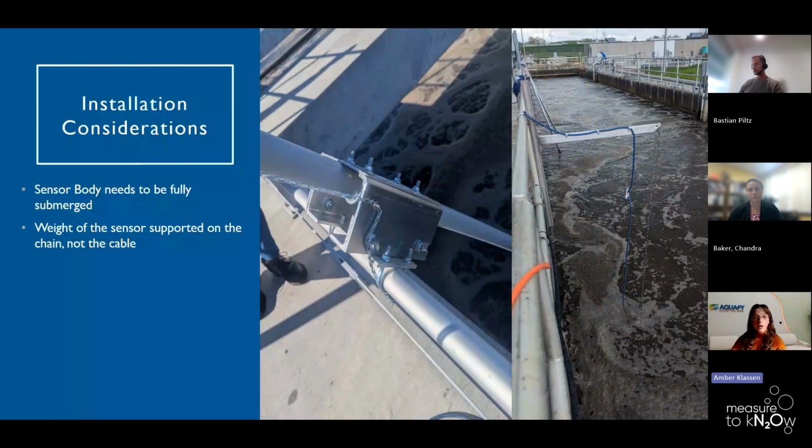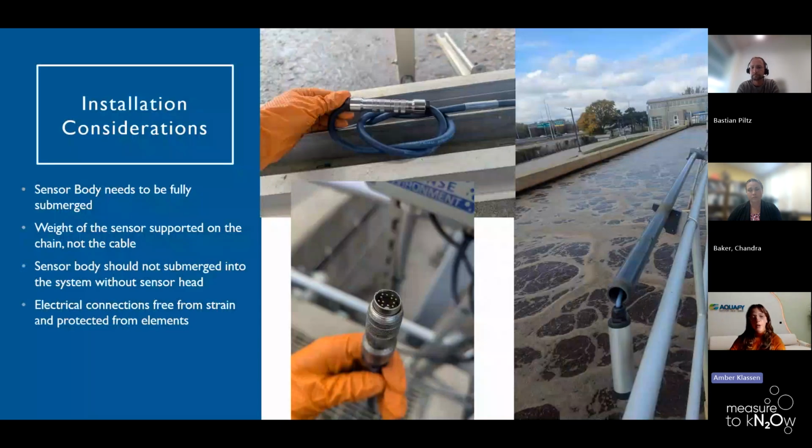The sensor body should not be submerged, as there would be exposed electronics without the sensor head. And if you're using any additional electrical connections, such as an extension cable, you want to ensure that all of the cabling is free from strain and protected from the elements. You want to keep them dry and make sure that there's no pooling or puddling around where they're connecting.